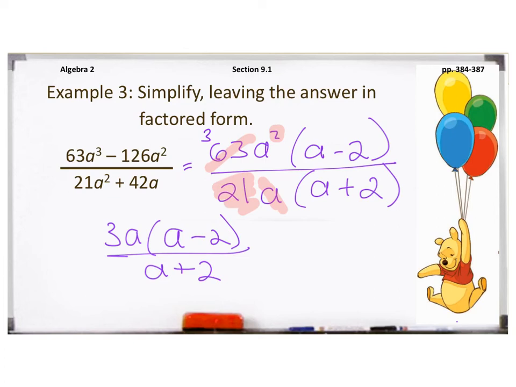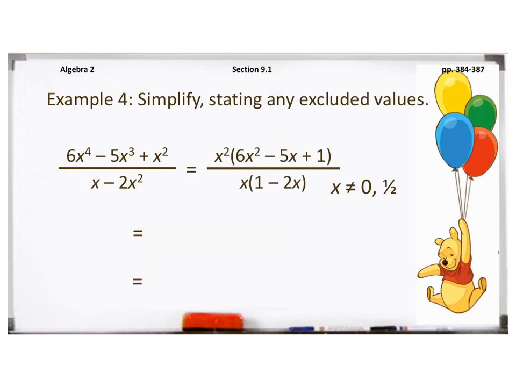All right. Moving along. Simplify, stating any excluded values this time. Well, I can pull out an x squared from each term, leaving 6x squared minus 5x plus 1. And in the denominator, I can pull out an x. I can also now state part of my exclusions. I have to simplify this to see if I gain any more excluded values. All right, I have to factor the 6x squared minus 5x plus 1.